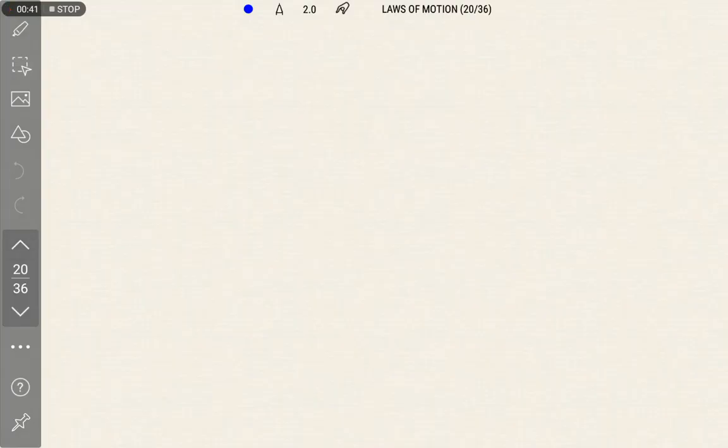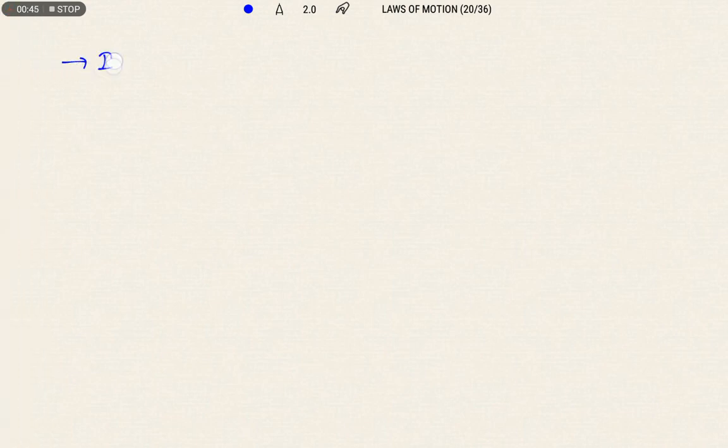So Newton's first law, Newton's second law. Newton's first law gives the information about inertia. So if mass is more, inertia is more, that means mass gives the measurement of inertia. This is regarding Newton's first law.